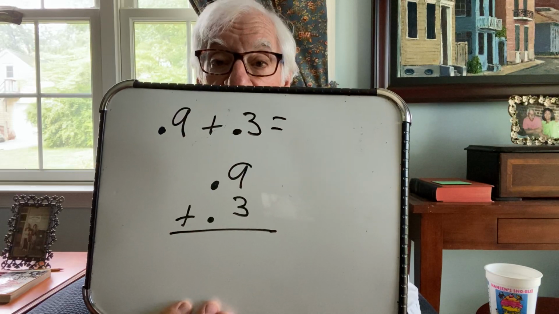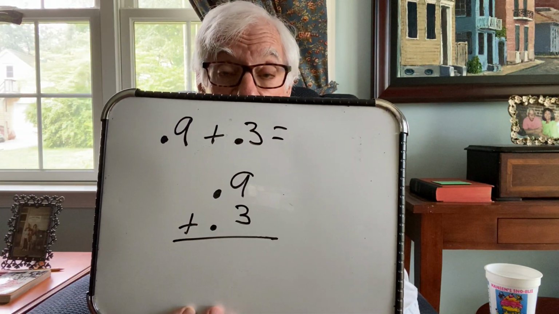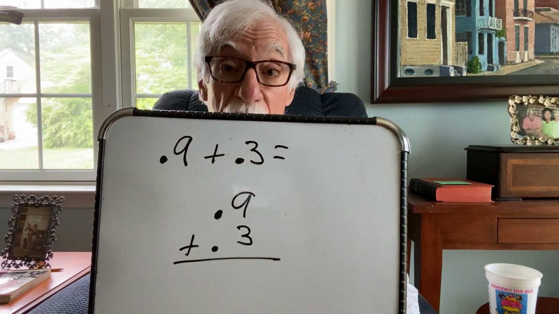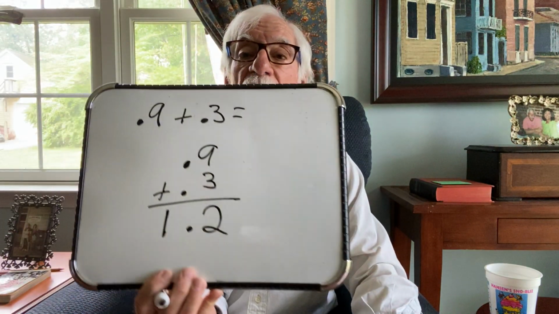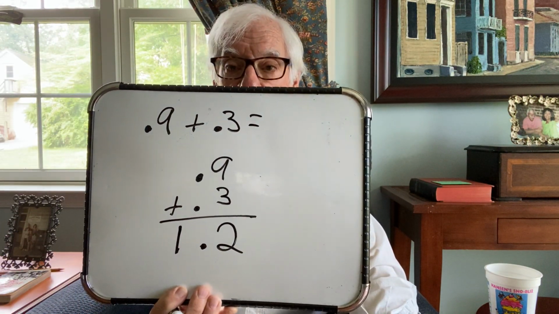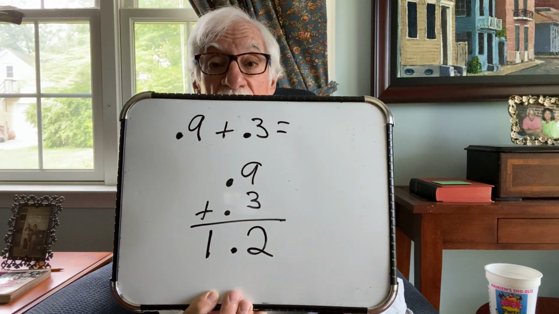Now you see how the decimals are lined up vertically? The decimal always has to be lined up vertically so that you make sure you get your place values in the right order, okay? So 9/10 and 3/10 is 12/10. That's 2 in the tenths place, and 10/10 has to be exchanged for 1 whole. So your answer in addition with decimal fractions is 9/10 plus 3/10 is 1 and 2/10.